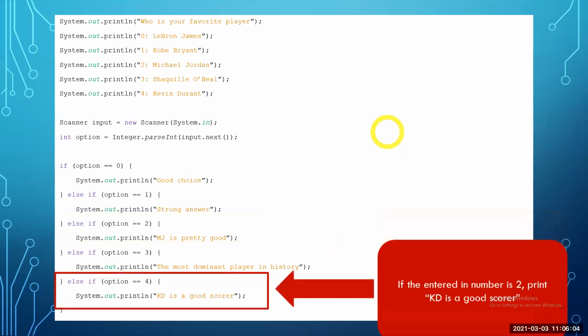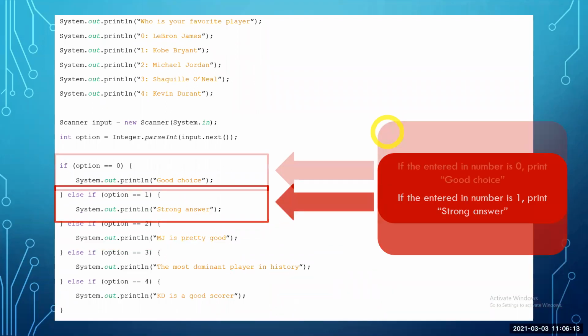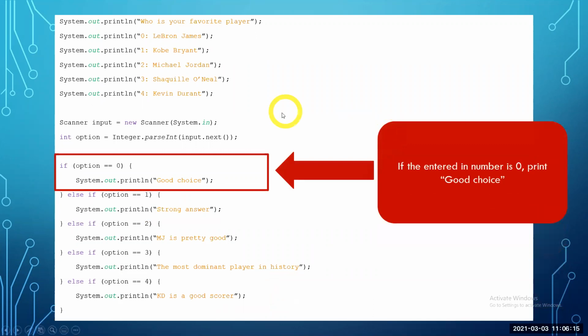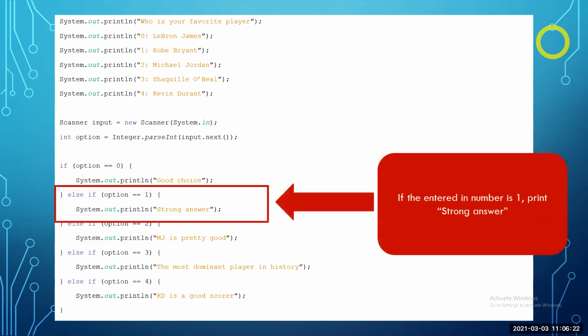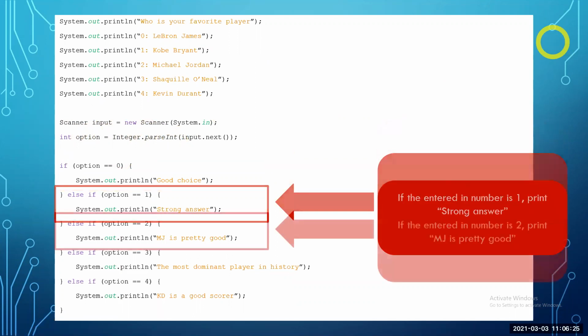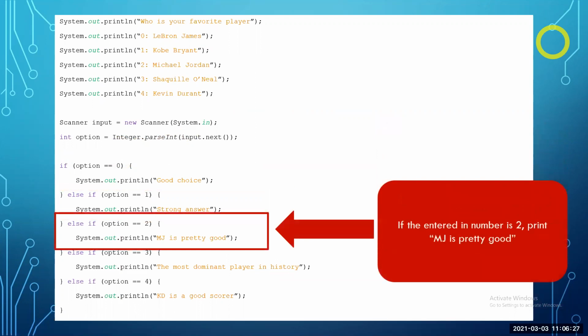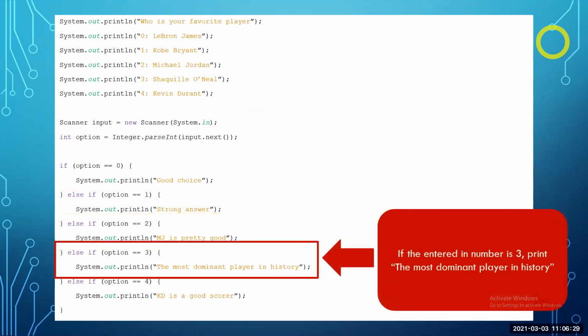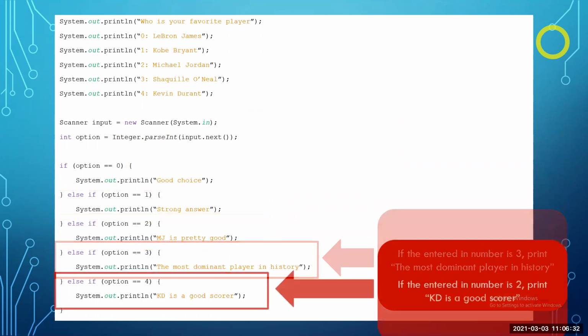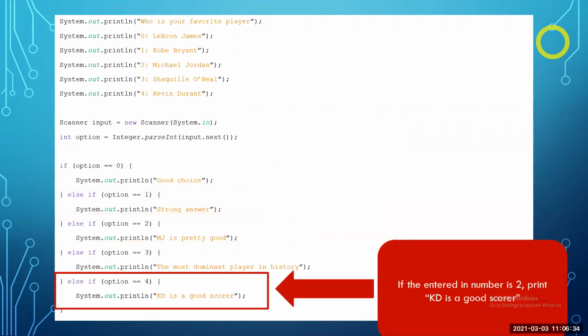Lastly, they entered in a 4, KD is a good scorer, right? So based on their input, obviously I'm doing something differently, and I have these if statements to do that. If option equals 0. Remember, option is what we read in from the console. We say good choice. We say strong answer for Kobe Bryant. MJ is pretty good. For Shaq, is the most dominant player in history. And then lastly, KD is a good scorer. Everybody with me so far?